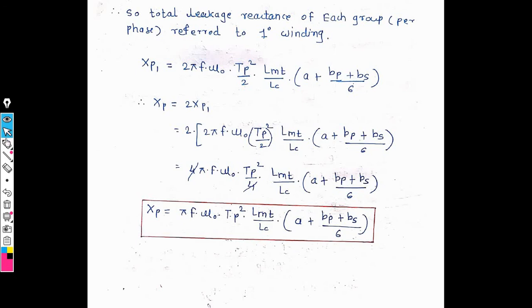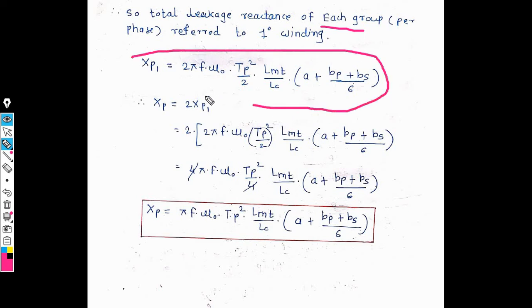We have to consider the total leakage reactance of each group for the half section. Referred to the primary winding, we have to find the equation: Xp1 is equal to 2 pi f into mu 0 into Tp square upon 2 into LMT upon LC into A plus Bp plus Bs upon 6, because we have to consider the half section. This half section of Xp is for the primary winding.